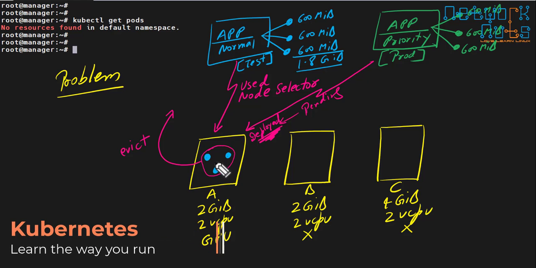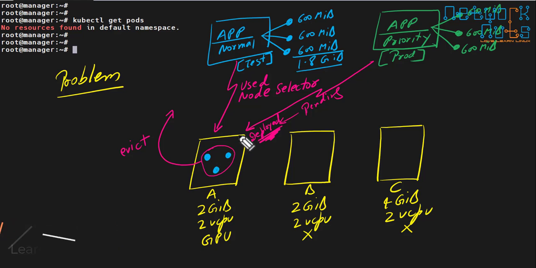So what we want is the priority application should be using the resources, and even though the normal application was already running on node A in my case, that should be evicted. That should be moved out. So this will be deployed and this application should come in the pending mode, because that is not my priority.